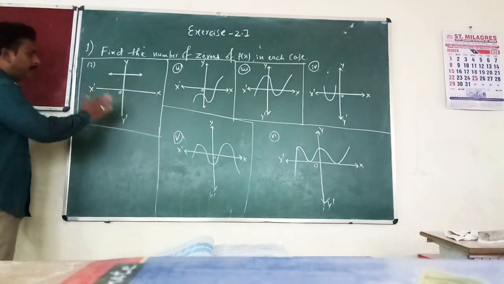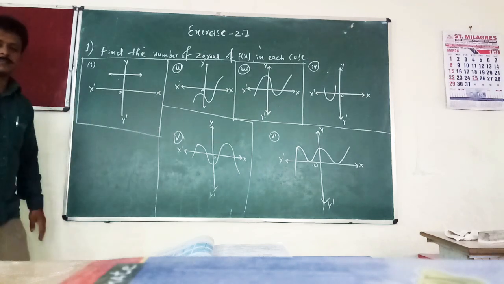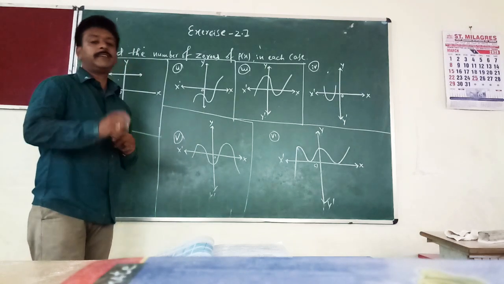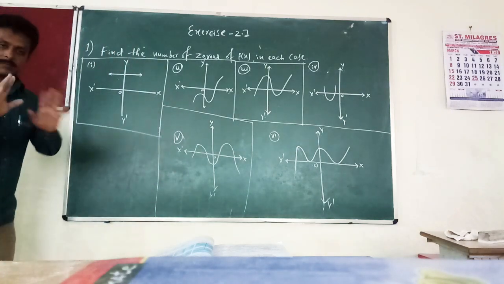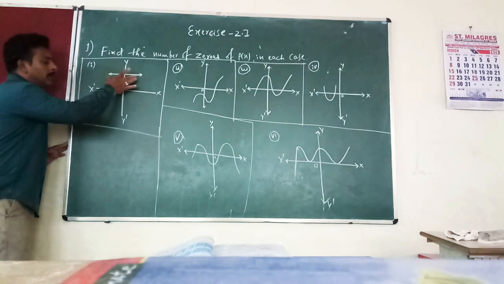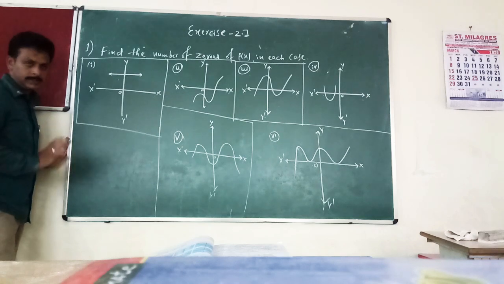Please come to the first case. What I said before coming to this exercise, whenever you see the diagram where it is intersecting, that itself is a zero. Observe here, this is a straight line. It is parallel to the x-axis. It is not at all intersecting the x-axis. Correct?